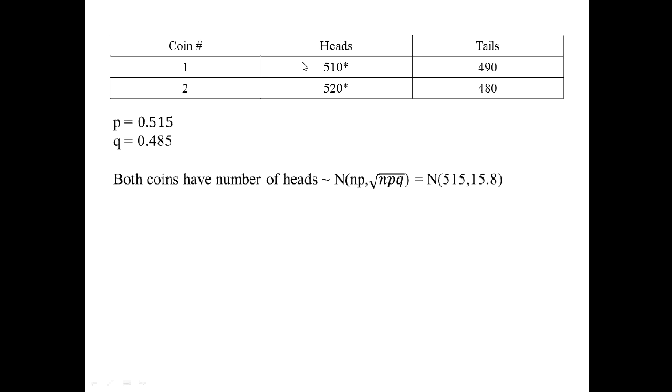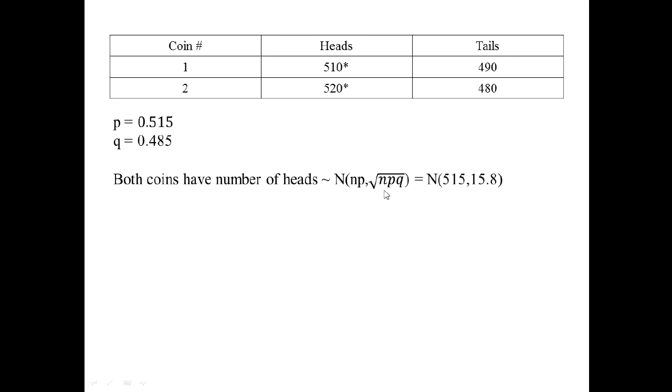So let's think about the distribution that these two random variables are following, a random variable associated with 510, and then a random variable associated with 520. So again, the exact distribution is a binomial, but let's approximate it as normal. So the normal distribution is going to be normal with mean n times p. So the number of coin flips in this case is 1,000. So I just have 1,000 times 0.515. So the mean is going to be 515.